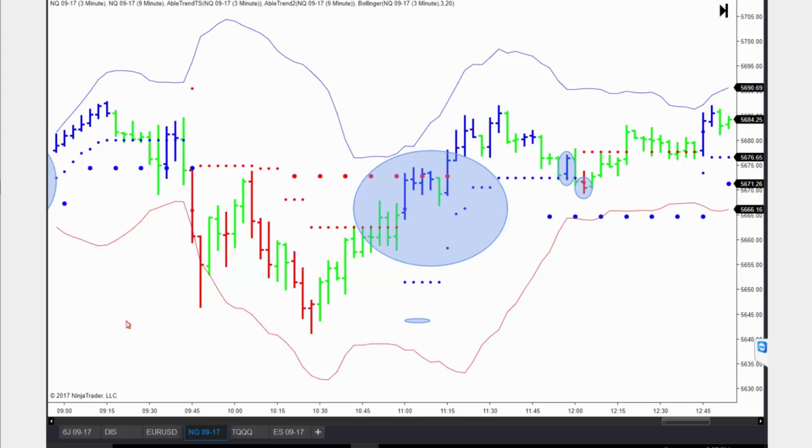Again, be happy to help at any time. It's very easy to use. It's all color coded. It works exactly the same for stocks or for futures or for Forex. It doesn't favor anything. It's going to work exactly the same.